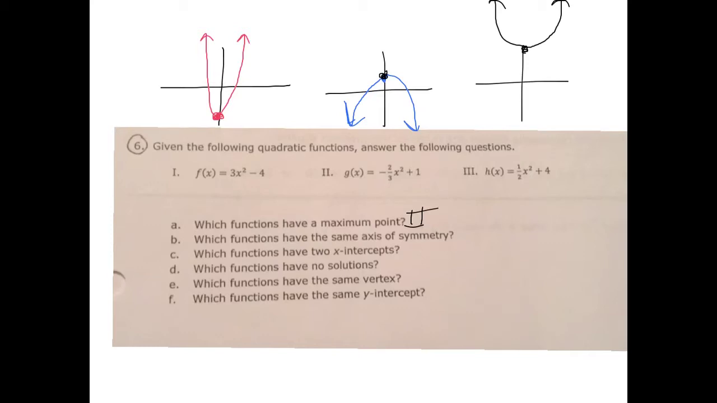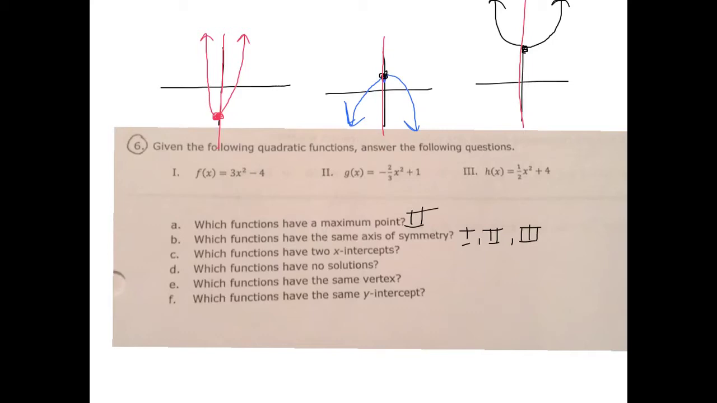Which functions have the same axis of symmetry? So if I come in here with my red pen, that's the axis of symmetry of this one, this one, this one. So which ones have the same axis of symmetry? 1, 2, and 3 have the same axis of symmetry.